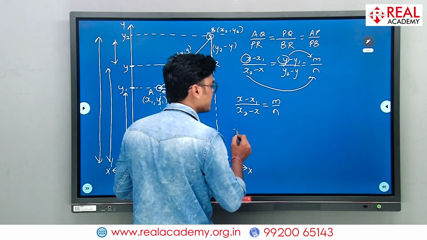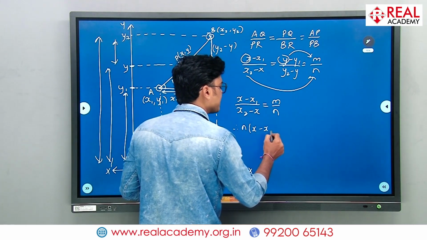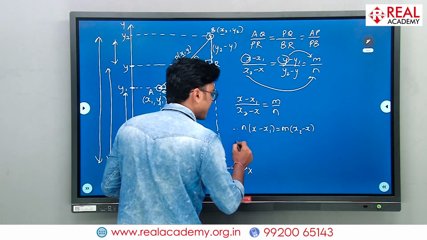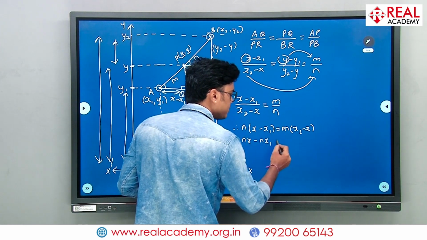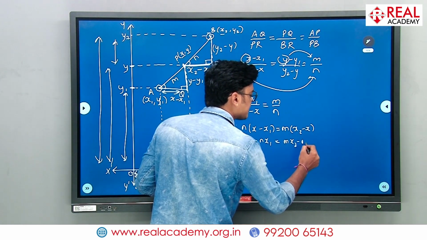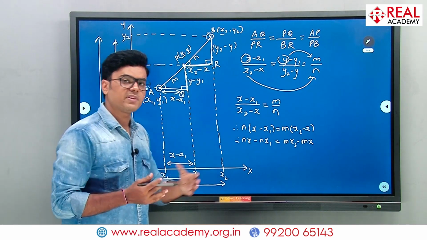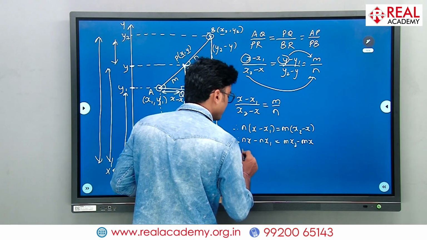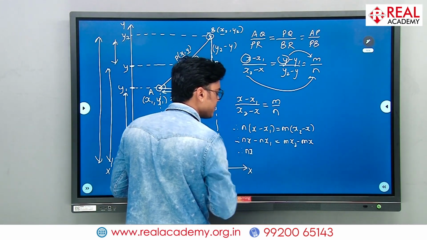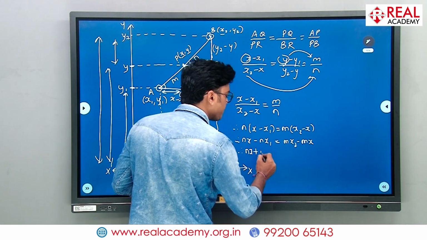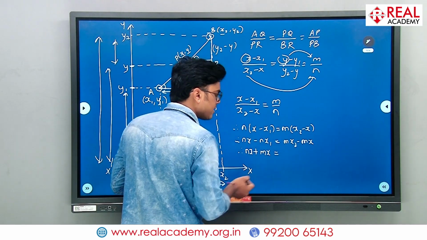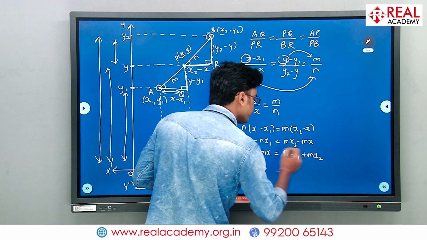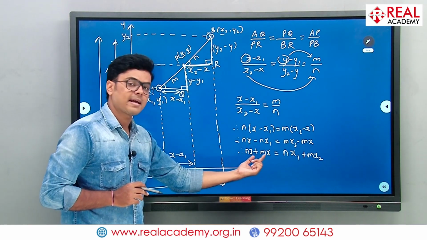So from here if we cross multiply, you will get n multiplied by x minus x1 equals m multiplied by x2 minus x. Open the brackets: nx minus nx1 equal to mx2 minus mx, okay? Take the terms with x on one side and x1 and x2 on the other side. So nx will stay here as it is, minus mx here will become plus mx, and this term on the other side will become positive nx1 plus mx2, okay?